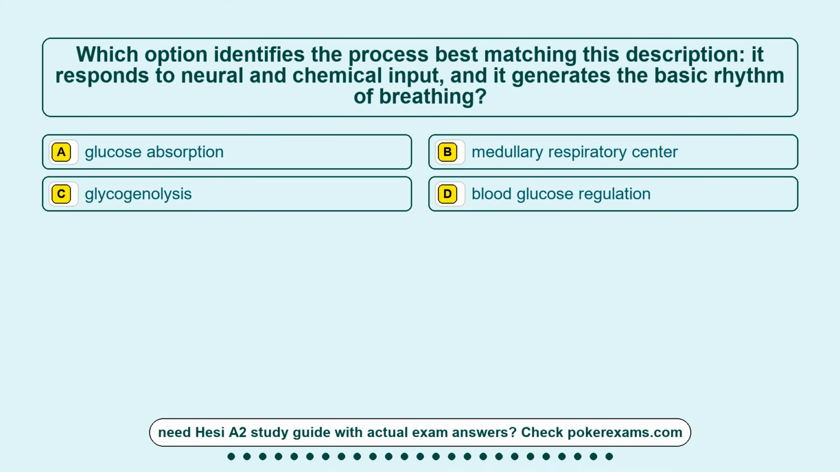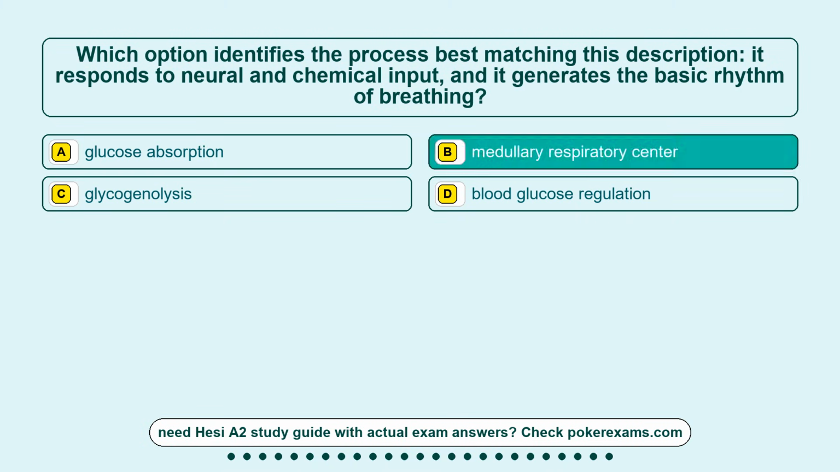Question 16. Which option identifies the process best matching this description? It responds to neural and chemical input, and it generates the basic rhythm of breathing. Option A, glucose absorption. Option B, medullary respiratory center. Option C, glycogenolysis. Option D, blood glucose regulation.